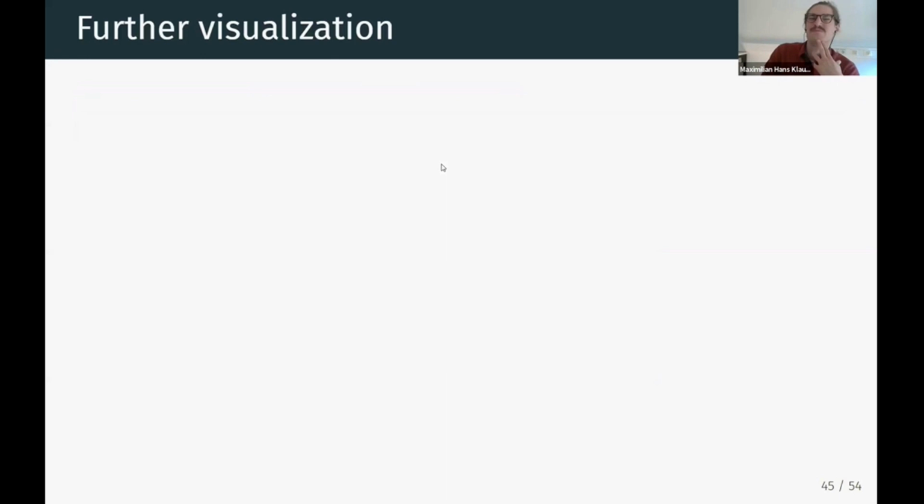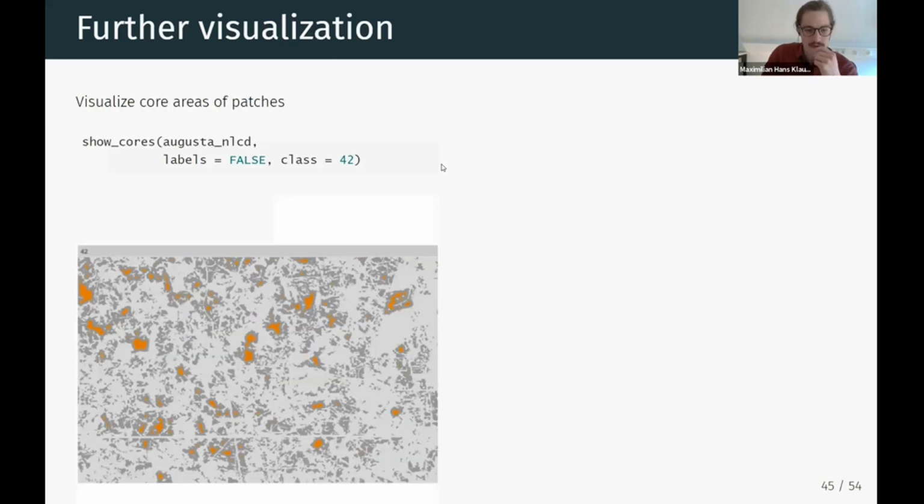There are a few more functions that you can use to get a visualization of the landscape. One, for example, is show core, and again it's the same structure as before. We have show, then the underscore, and then, for example, we could plot all core areas. Again, we just want class 42 in this example, because if you use all classes, there are about 20 classes in this example, and it just gets way too messy.